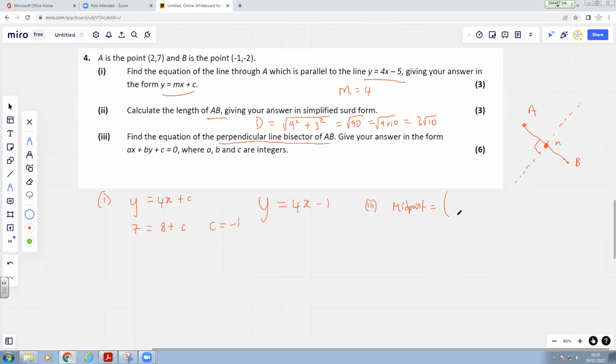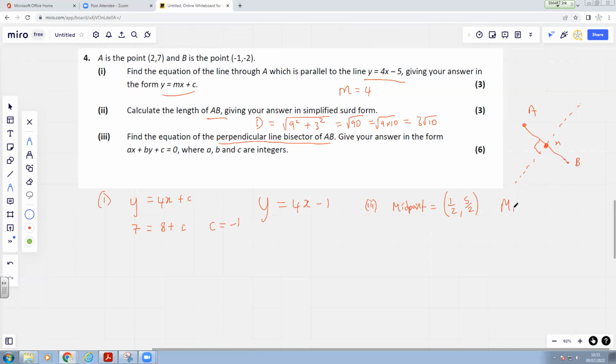And the midpoint, the middle of 2 and minus 1 is going to be a half. I hope you don't mind me doing this bit quite casually because there's a lot of work to do here. Middle of 2 and minus 1 is a half. Middle of 7 and minus 2, well, that's a gap of 9. So if I add 4.5 to minus 2, I get 2.5 or 5 over 2. So I've got a point which lies on my perpendicular bisector, which is good.